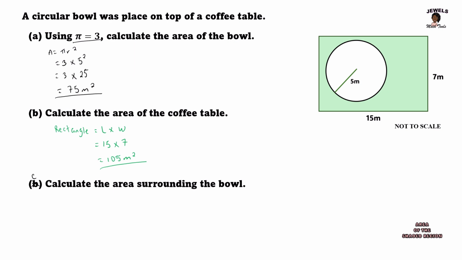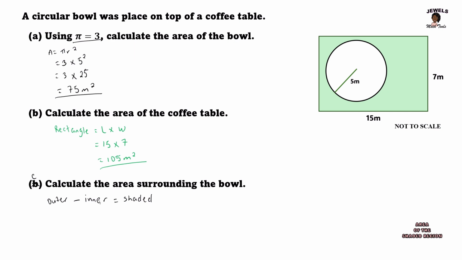The area surrounding the bowl is the area that is shaded in green, which we could call our tablecloth, but it's the area that is shaded in green. So we're going to calculate the area of this shaded region by taking our outer shape, which is our rectangle, and subtracting our inner shape, which is our circle, which will give us our shaded region.